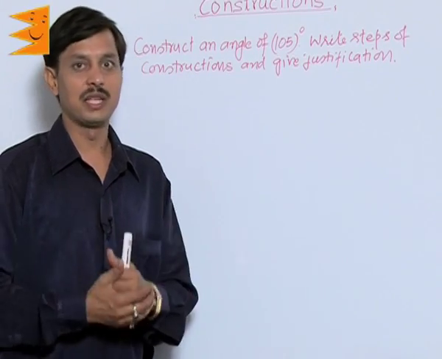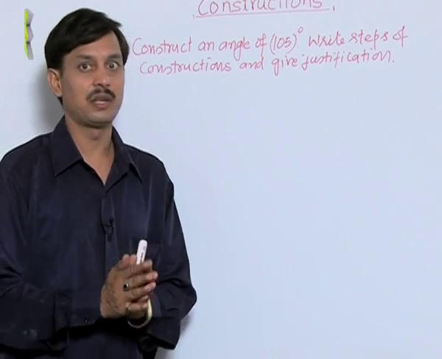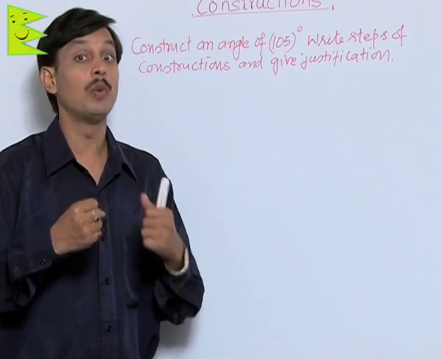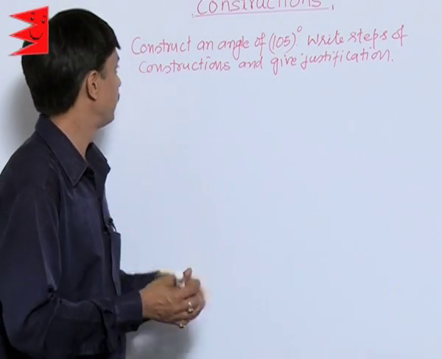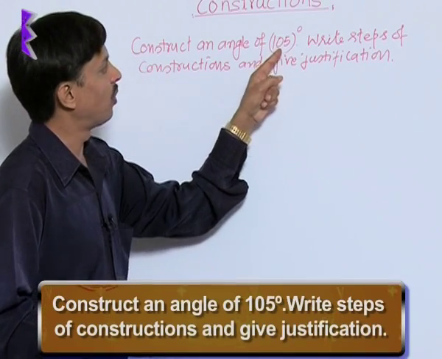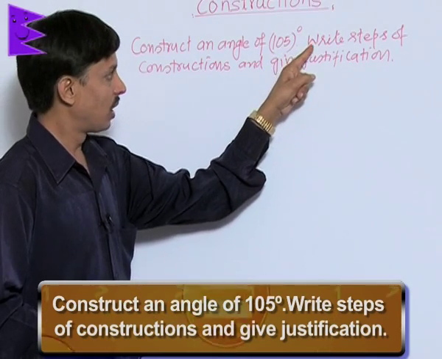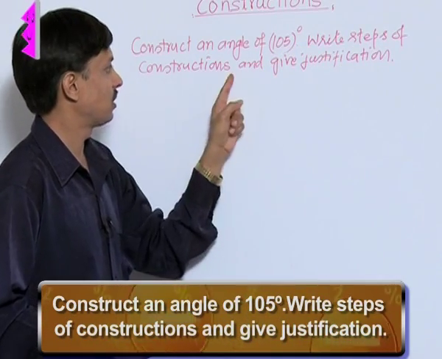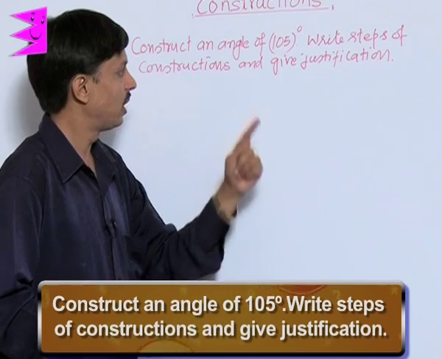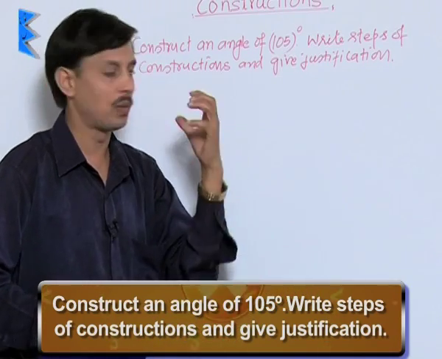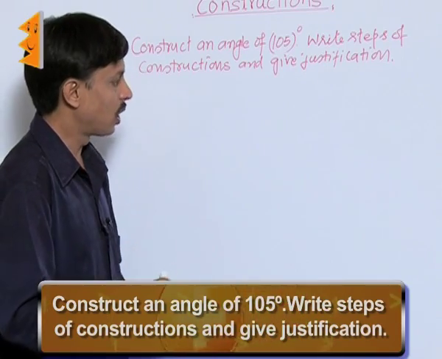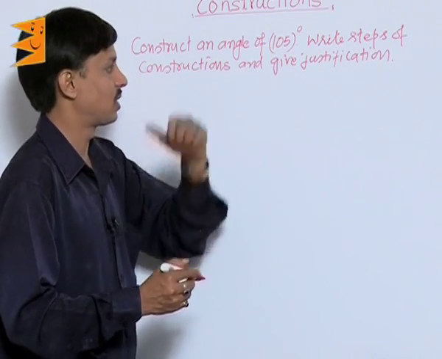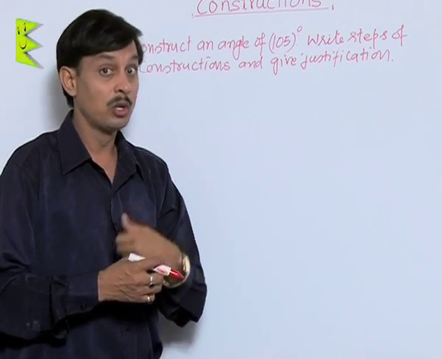Now one more example where we will construct an angle which is possible to draw with the help of the compass and pencil. Construct an angle of 105 degree. Write steps of construction that how you have drawn it and give justification that why the angle is of 105 degree. So first of all, how we will construct this I would like to show you.